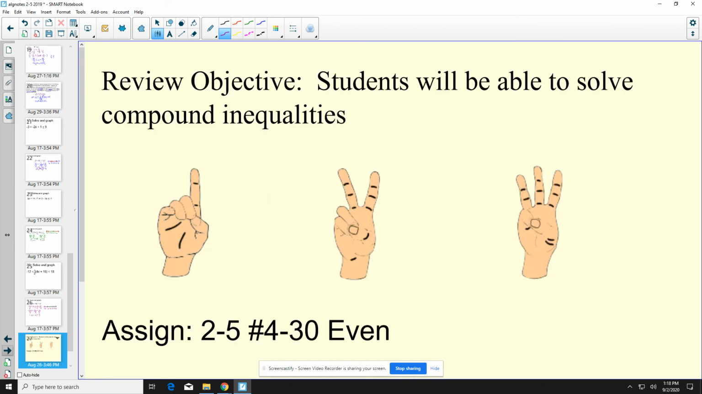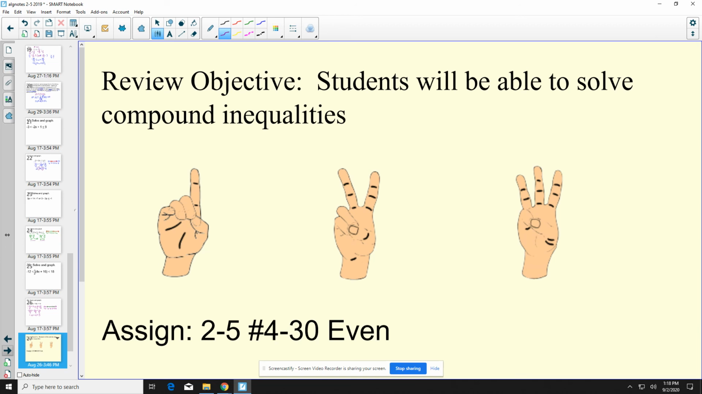Okay, so hopefully you feel really good about solving compound inequalities. Put 3 fingers up if you really understand this, 2 if you sort of are getting it, and 1 if you need more help. So if you feel like a 1, what I would suggest is go back and go through the video again and make sure you understand.